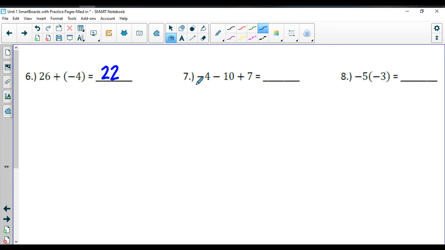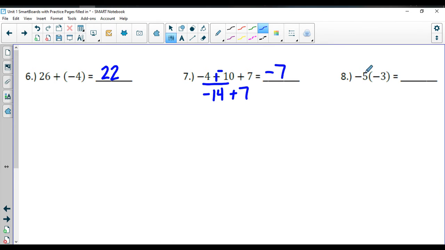In number 7, we have a multi-step problem. I first see subtraction and addition, so it doesn't matter. I'm going to go left to right. Stays, changes, takes the opposite. So starting here, -4 plus -10 will give me a -14. Plus 7. -14 plus 7, -7 is your answer.